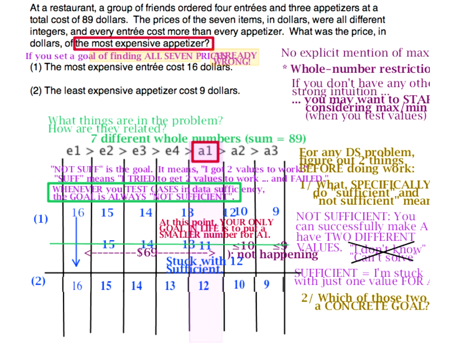The only difference now is that the left-hand column, the most expensive entree, can be anything, and the right-hand column is restricted now to $9. You can't change this, but now you can change the other ones. Now notice again, our only goal in life is to get something that is not $12 in the A1 column. So how are you going to do that?